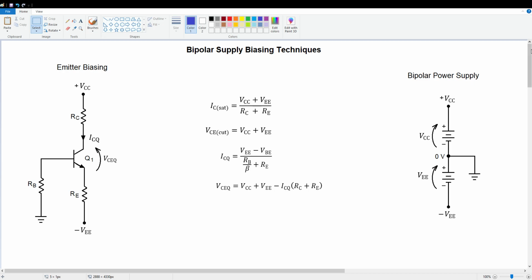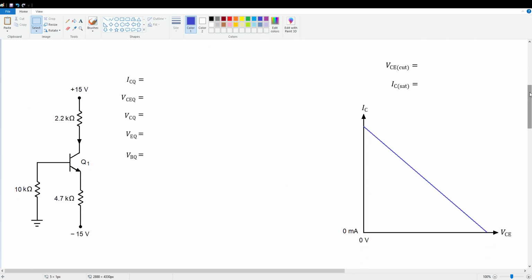All right, let's do an example problem. Now we've got our circuit with a bipolar plus and minus 15 volt supply, and let's assume that beta equals 100. That's going to be our normal assumption unless there's some compelling reason to do otherwise. Let's start out by finding VCE cutoff and IC sat. VCE cutoff, pretty simple. It's just the sum of the two supply voltages, ignoring that minus sign. So we've got 15 and 15, which is 30 volts.